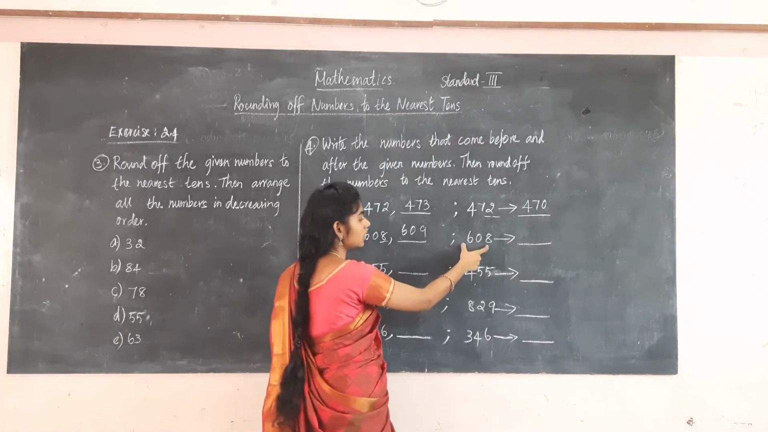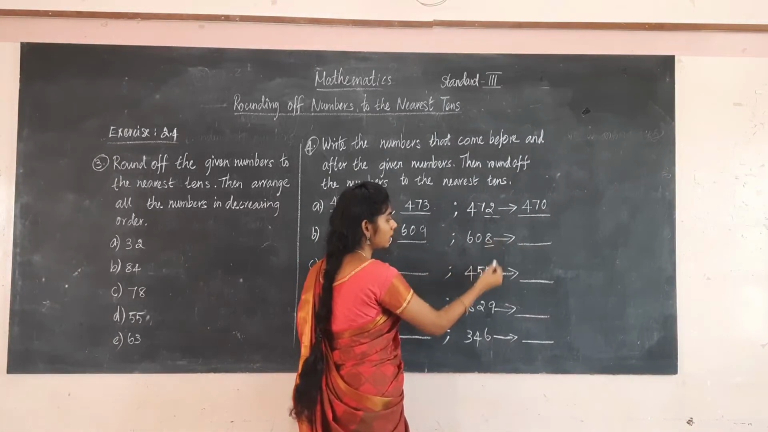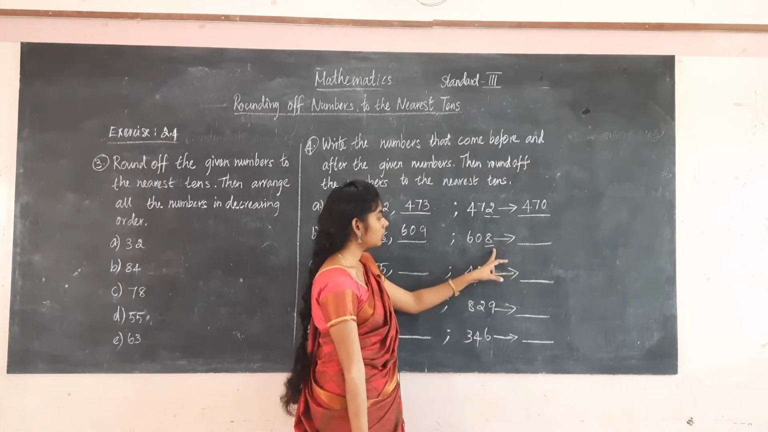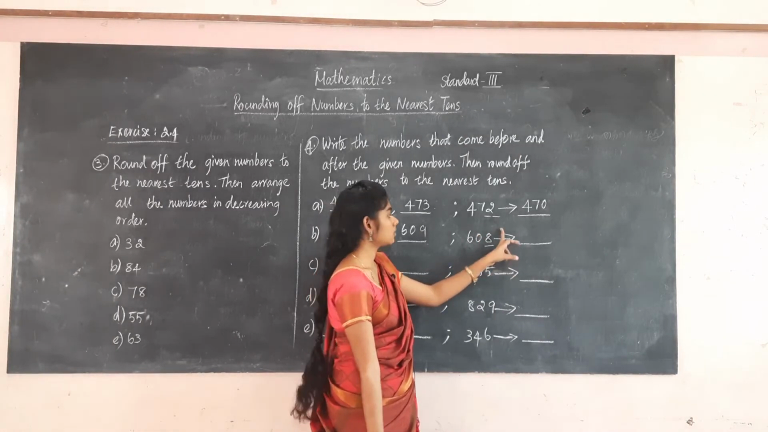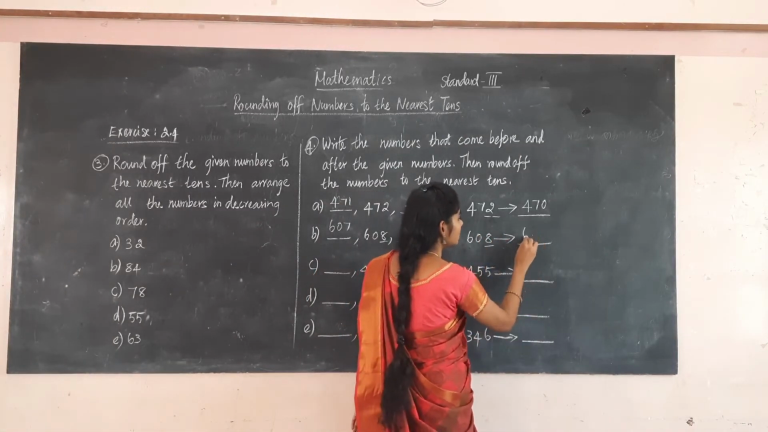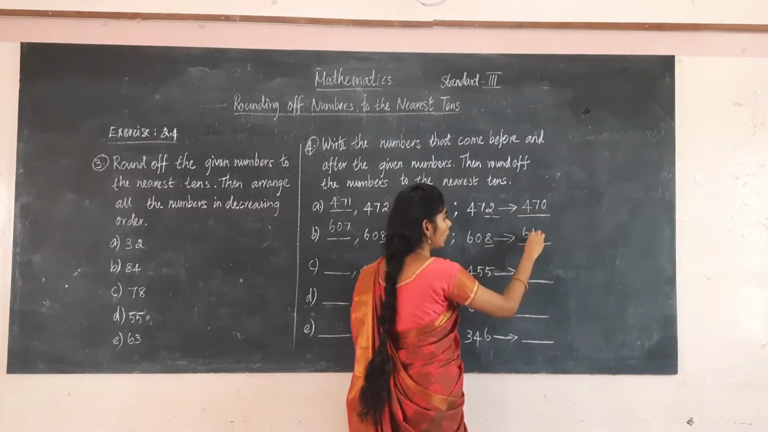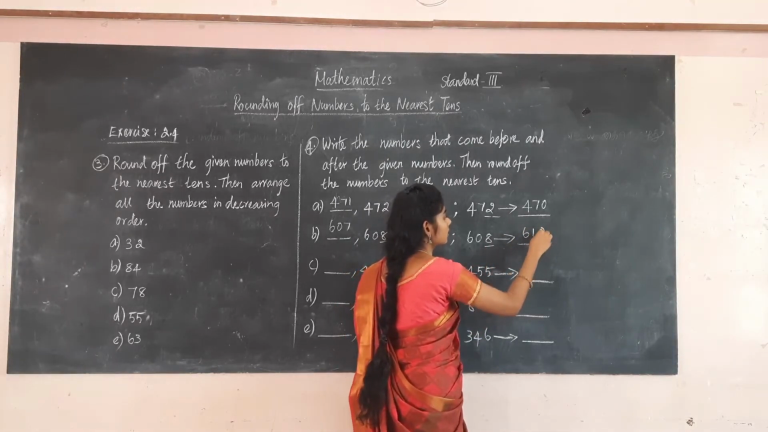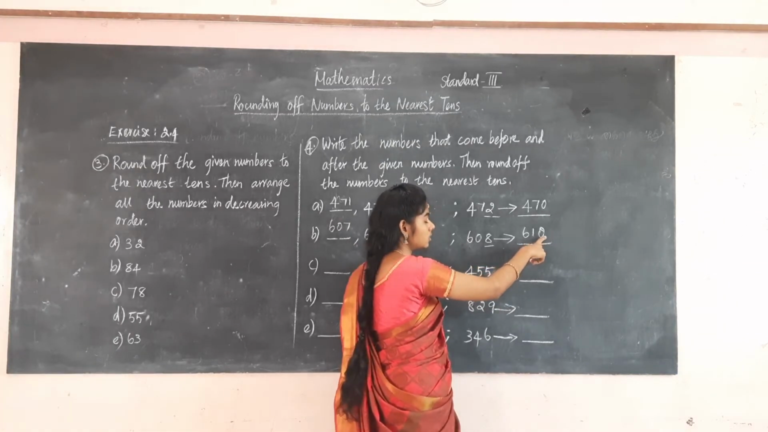Then what is given here? 608. So how will you round off? We have to check the ones place. What is the rule given? It is more than 5. So you will be adding 1 in the tens place and 0 in the ones place. So write the number 6 and add 1 here. You will be getting 0 plus 1 is 1 in the tens place, and you will be writing 0 in the ones place. The tens place we will add 1, and in the ones place you will give 0.